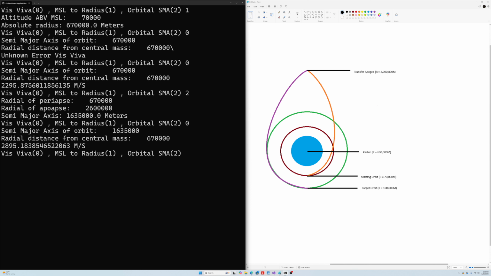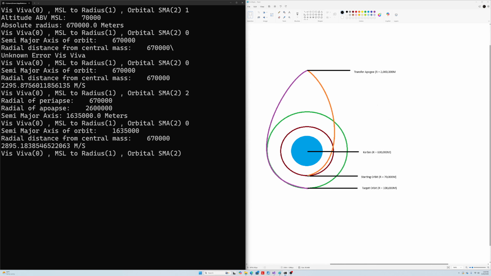Based off of the calculations demonstrated in front of you, we've determined that in order to have an orbit congruent with our transfer orbit at our periapsis, we must be traveling at about 2,895 meters per second.